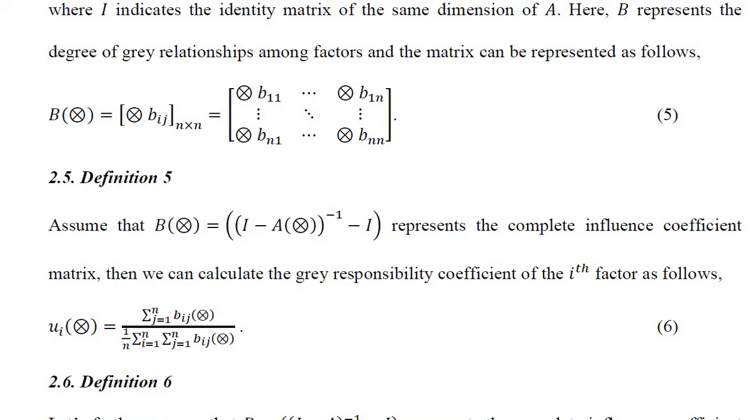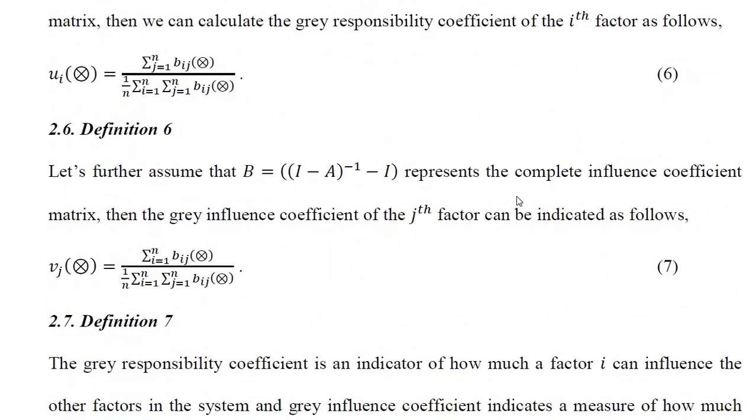That means j equal to 1 to n, we are taking the sum of each column, that means the row sum. Sum over a row. Please understand that j represents the column, but the sum over j will be the row sum, and similarly i represents the row, but the sum over i will be the column sum. Okay, so next definition. So this is how we calculate the gray responsibility coefficient.